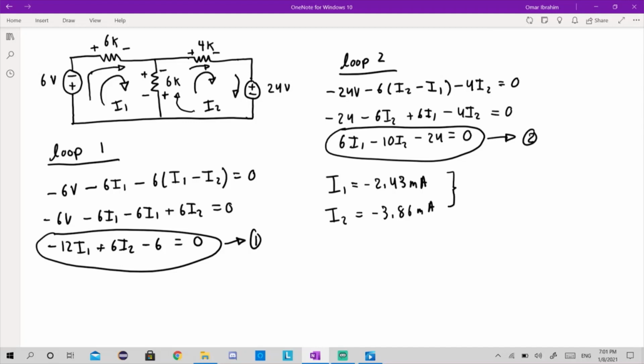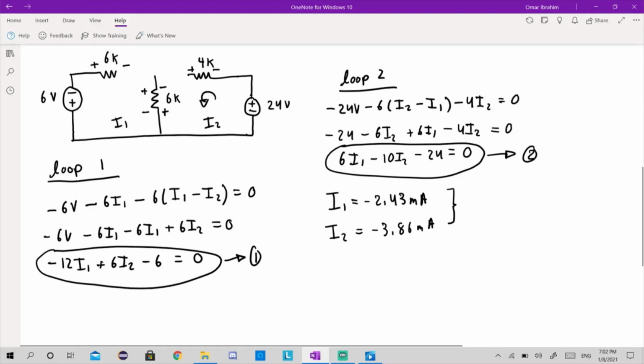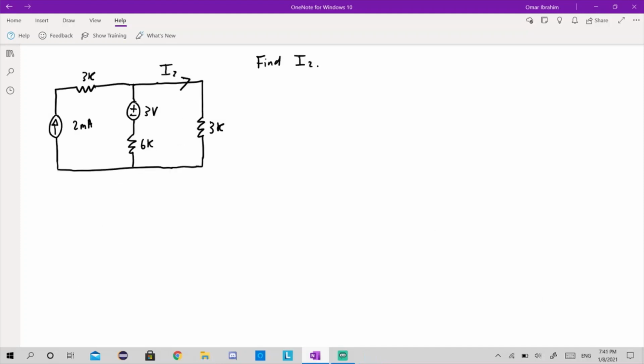What does that mean? Well, that means that the direction we chose for the current over here, this clockwise direction, was actually incorrect for both of the currents. And the real direction is this way, counterclockwise. So you could just state in your solution that the direction that you chose was wrong and that it's just the opposite direction. Okay, so now we're going to hop into another example.